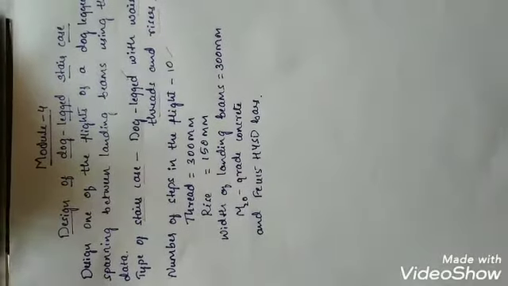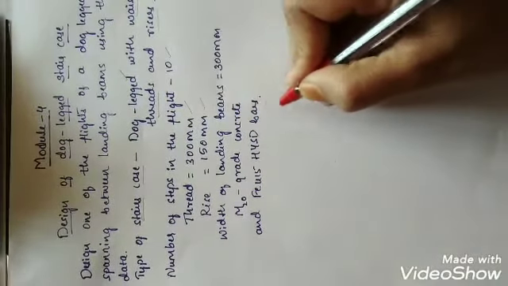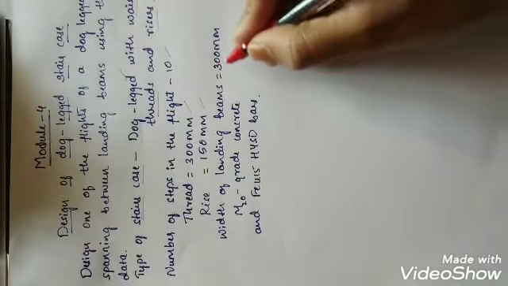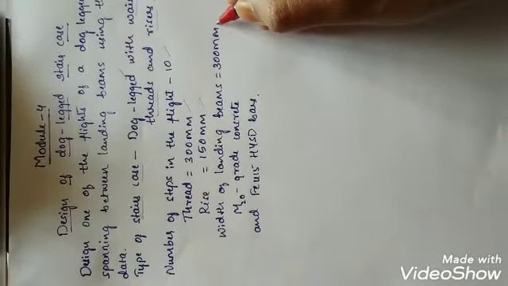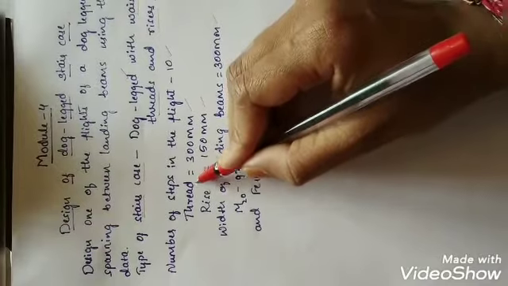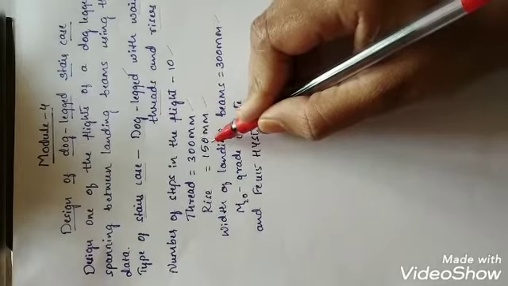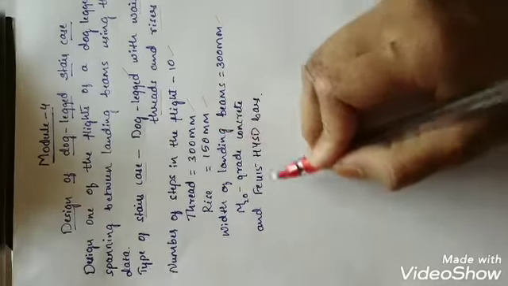After that he has mentioned the value of the tread. Tread he gave as 300 mm. Rise he gave as 150 mm. Along with that he gave the width of the landing beams, which is 300 mm. Suppose in the examination he does not mention the tread value and riser value, you should consider them as 300 mm and 150 mm.